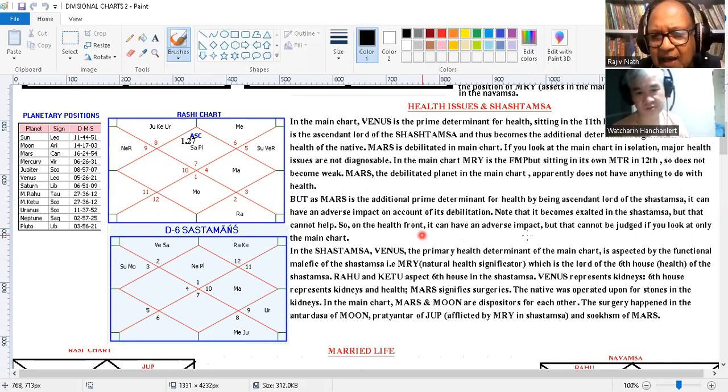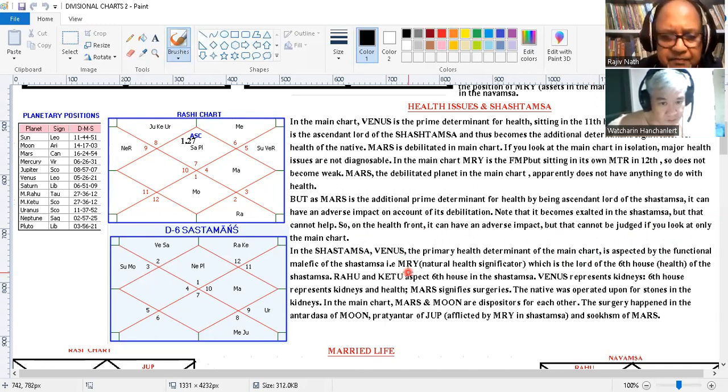Front, it can have an adverse impact, but that cannot be judged if you look at only the main chart. In the Shashtamsa or D6, Venus, the primary health determinant of the main chart, is aspected by the functional malefic of the Shashtamsa, that is Mercury. Why? Because it is lord of the sixth house in the D6. So Venus is aspected by the malefic Mercury.